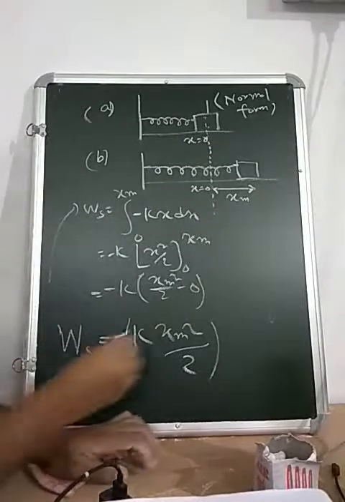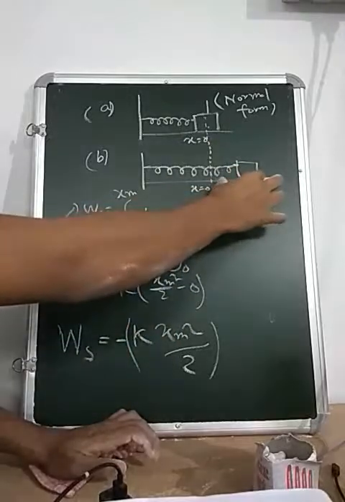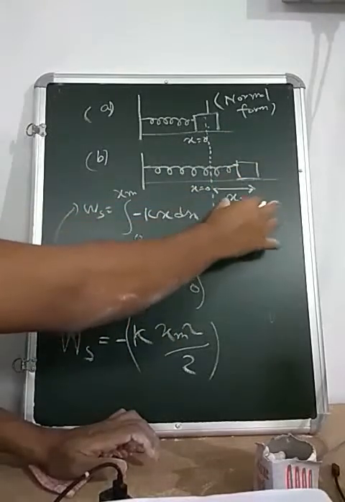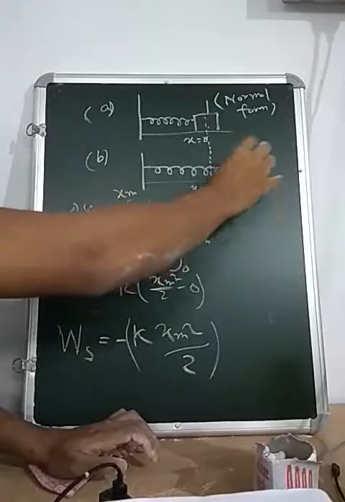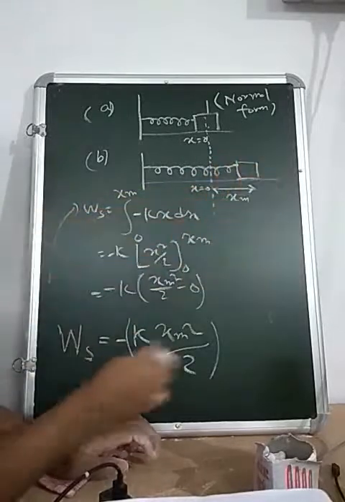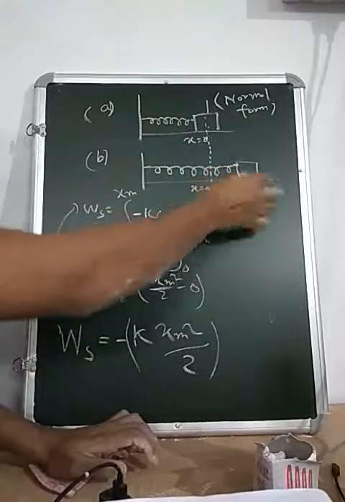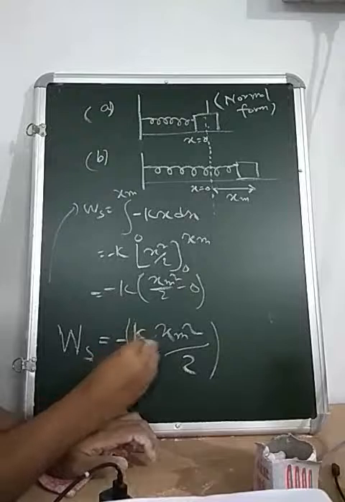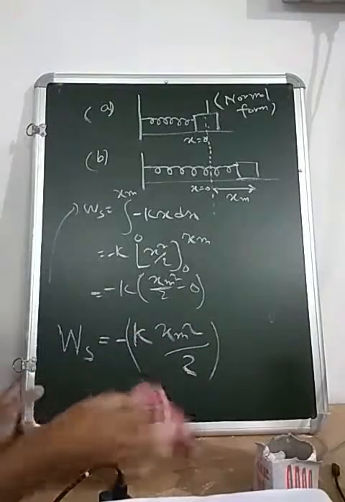So this is the work done by the spring due to this expansion, due to the displacement of the block. What is the work done by the spring due to this displacement of the block? It is minus k xm squared by 2. This is the work done by the spring.